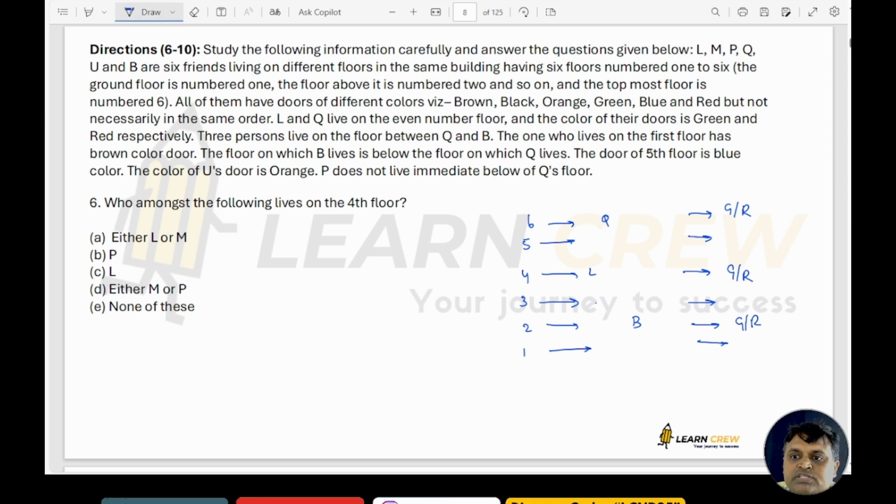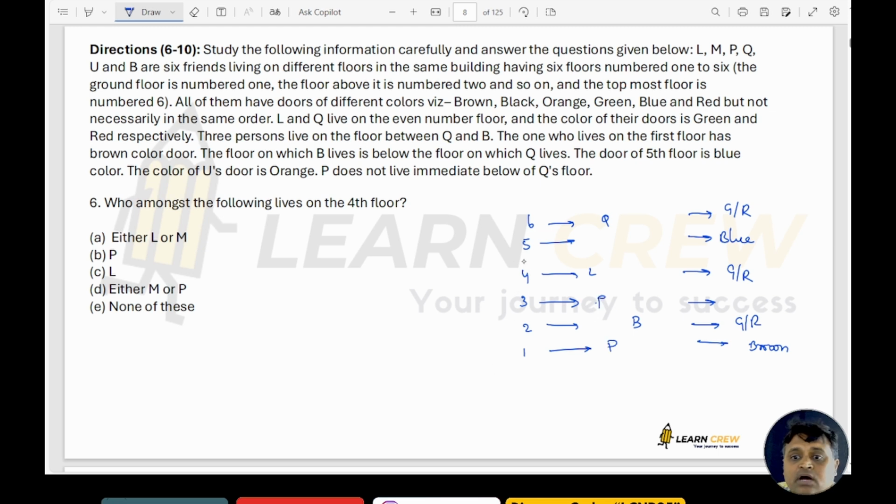Now next. The one who lives on the 1st floor has brown color. This is brown. The floor on which B lives is below the floor on which Q lives. B is below Q only, satisfied. Now what next? The door of the 5th floor is blue color. The color of U's door is orange. P does not live immediately below Q. So it is not P here, so it can be P there.